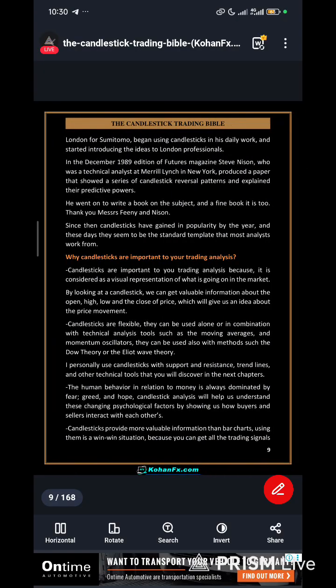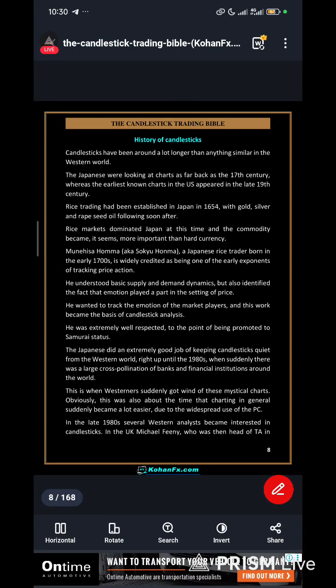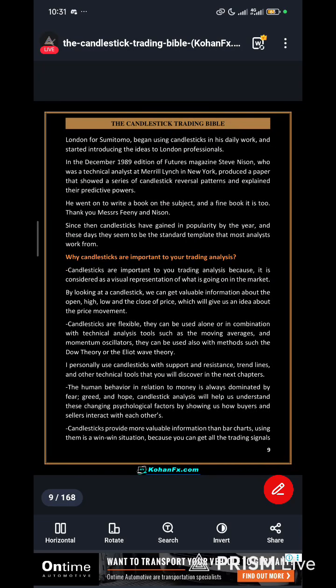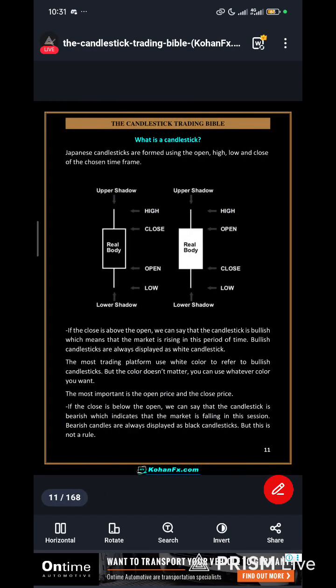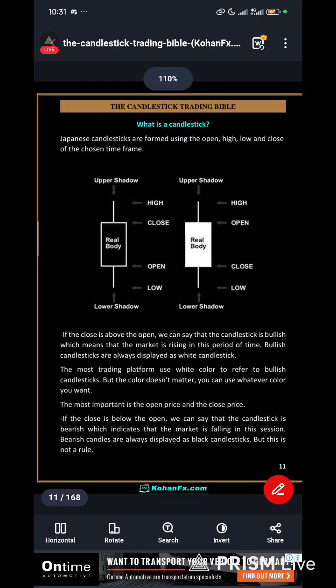Okay, so now, the history of candlesticks, you can read all this during your leisure time. Candlesticks have been around a lot longer than anything similar in the Western world. The Japanese were looking at charts as far back as the 17th century, whereas the earliest known chart in the US appeared in the late 19th century. Rice trading had been established in Japan in 1654. All these are history. Let's go to the main purpose of today.